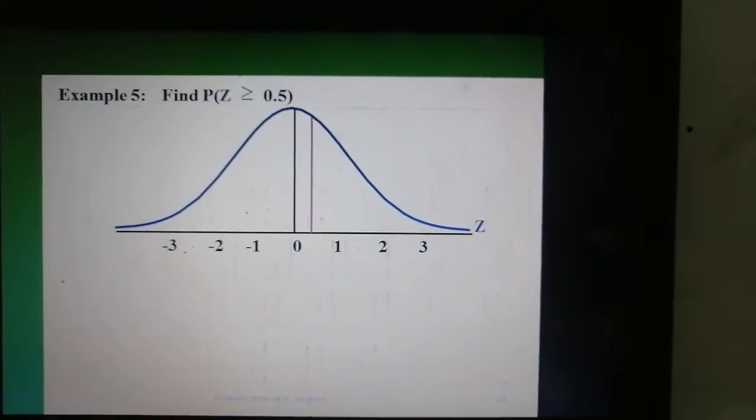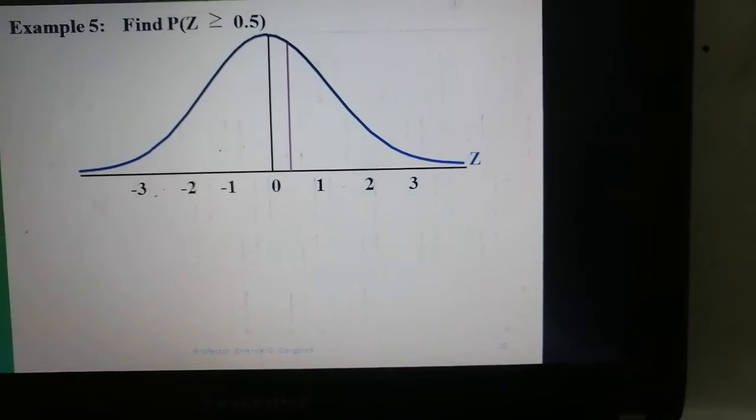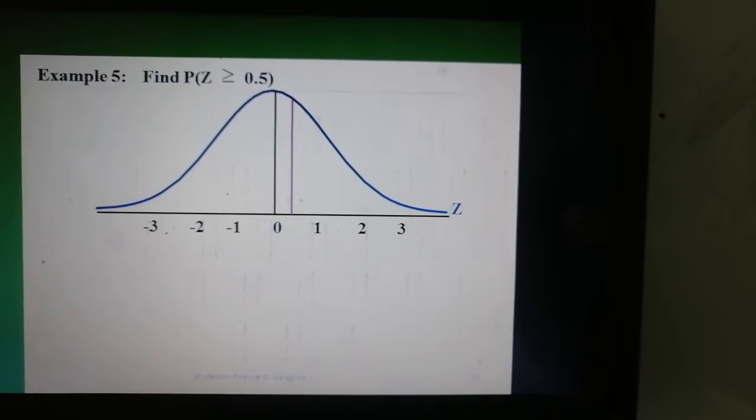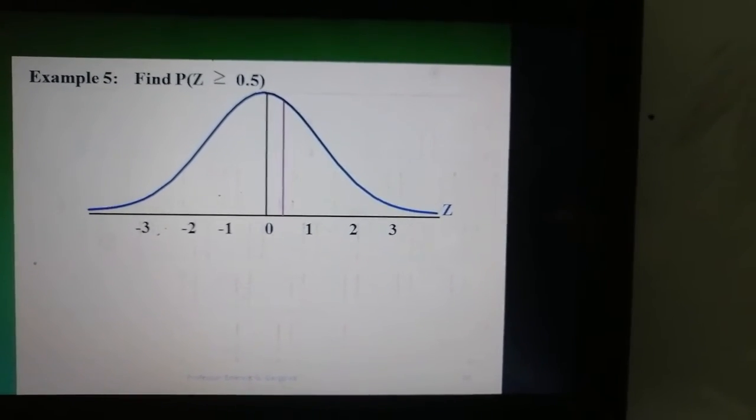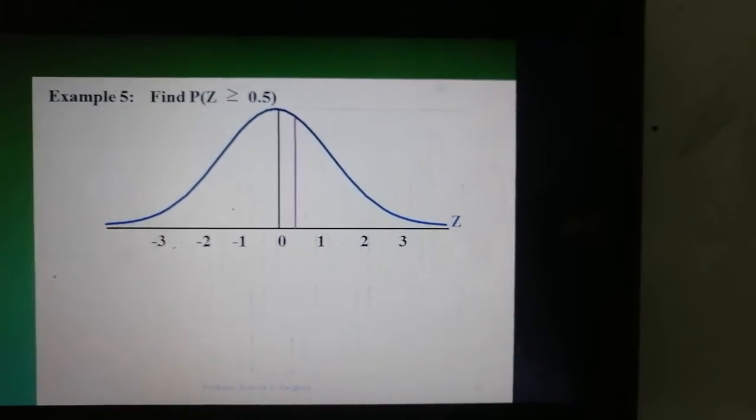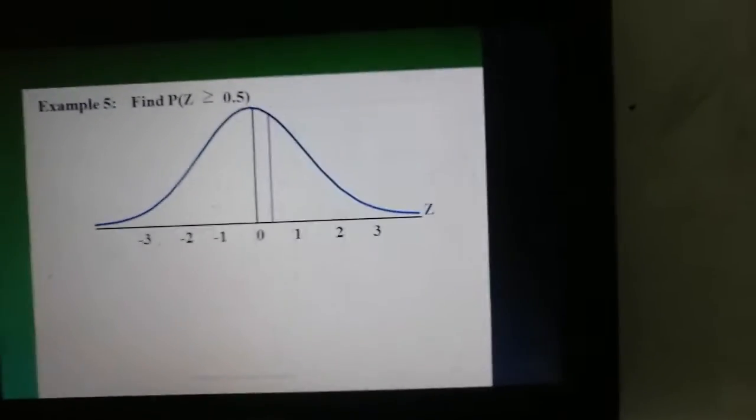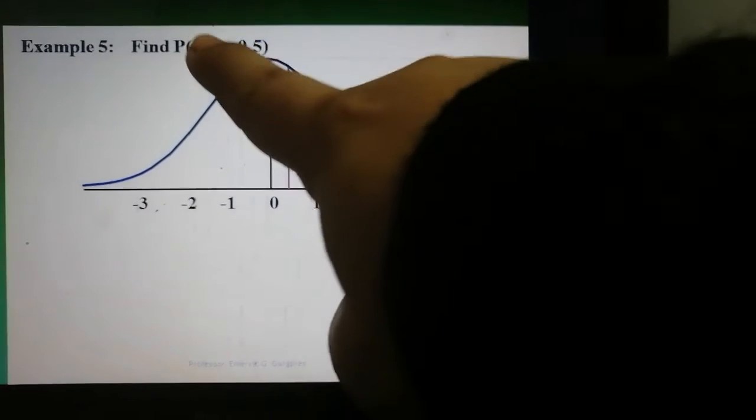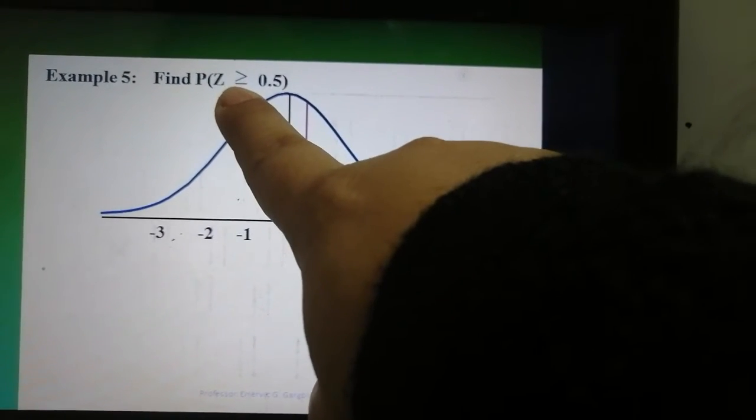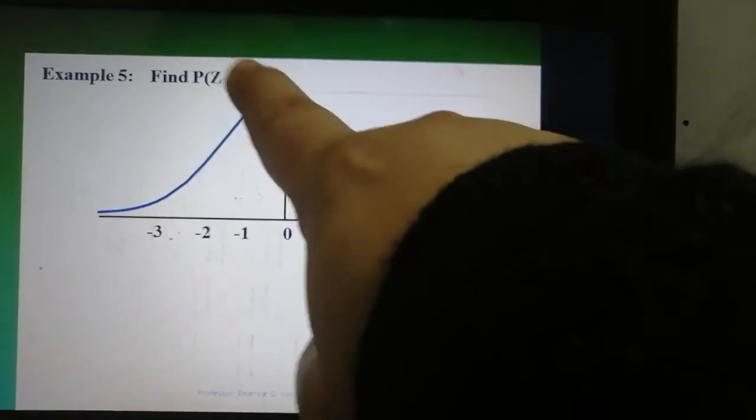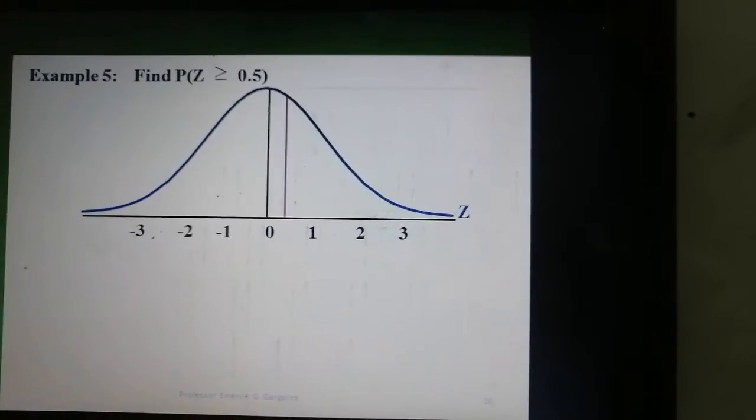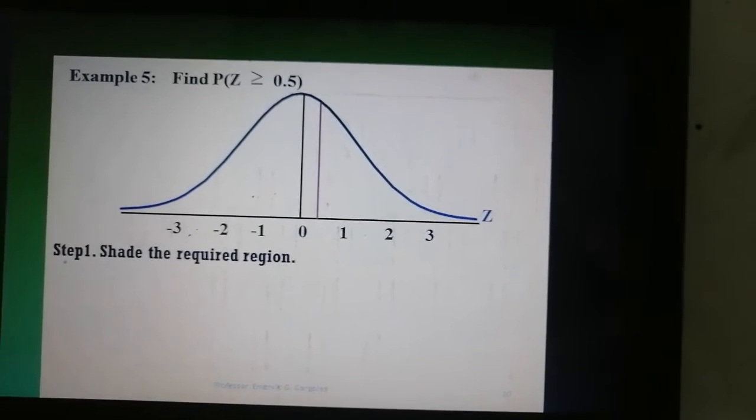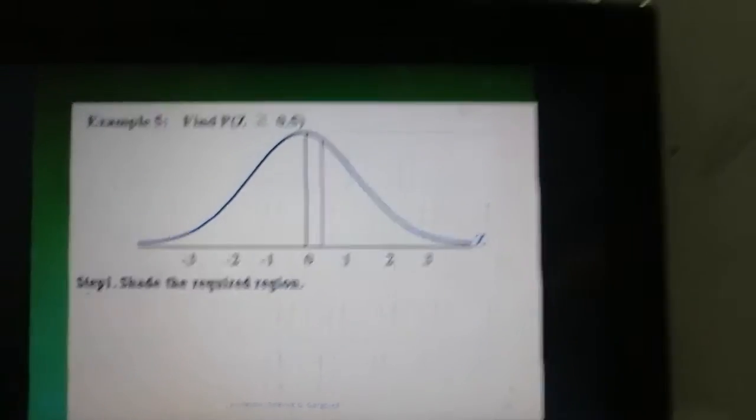Hope that is clear. Well, let me give you another example. A while ago, we covered half of the distribution, so we added 0.5 as the area of half of the distribution. The problem here now is we are going to get the area or the probability from z, where z is greater than or equal to a positive value. So if we shade the required region, what are you going to shade again? Everything to the right or everything to the left?